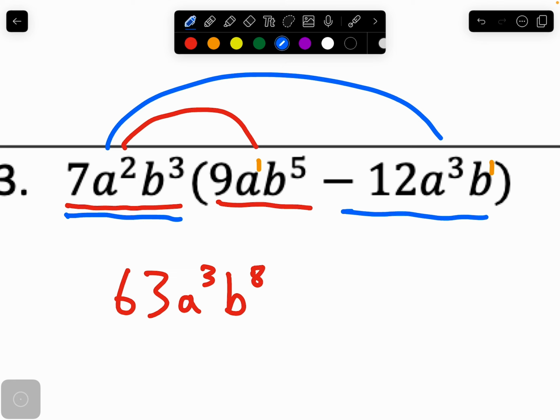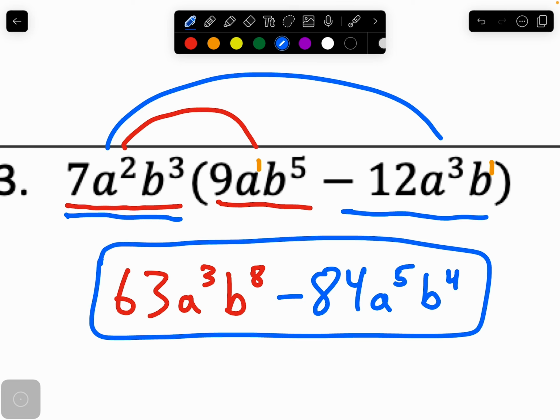Then you go blue. So 7 times negative 12 is negative 84. And then do the A's. There's 2 on the outside, 3 on the inside. Total, there's 5. Go to the B's. 3 on the outside, 1 on the inside. Now there's 4. And that is your final answer. You're not solving anything. It's just getting rid of parentheses, basically.